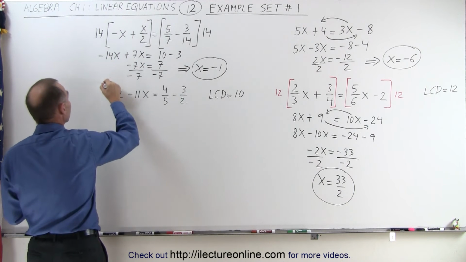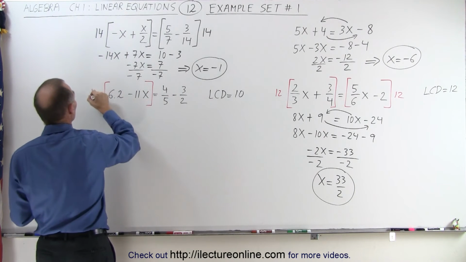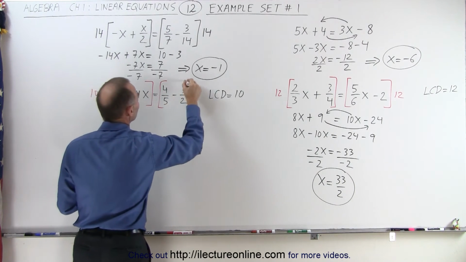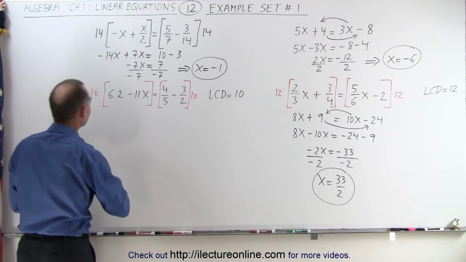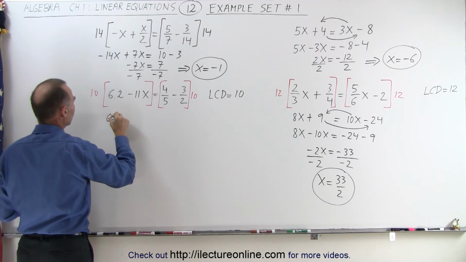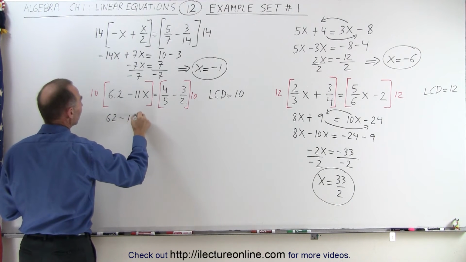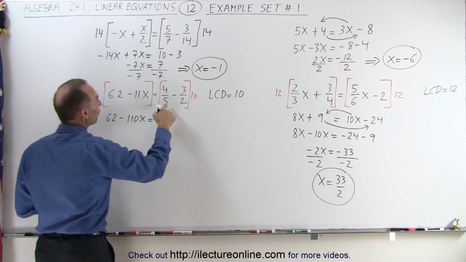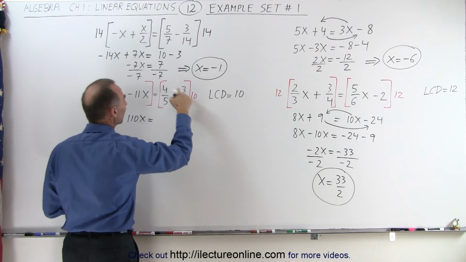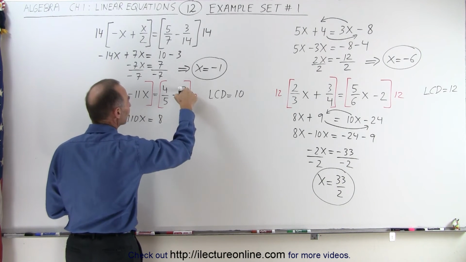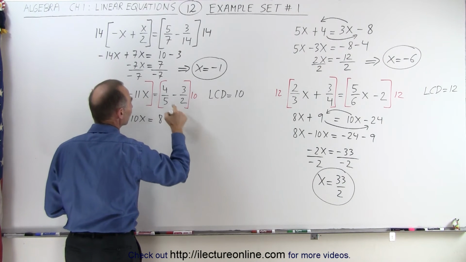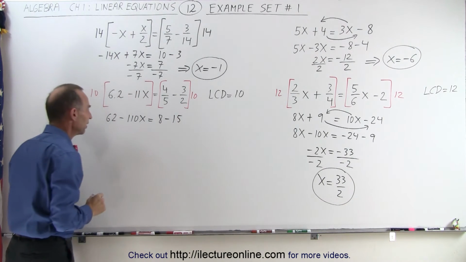I can then multiply the left side by 10, and of course, I must also multiply the right side by 10. When I do that, I get the following. On the left side, I get 62 minus 110x is equal to 5 goes into 10 twice, so 2 times 4 is 8, and 2 goes into 10 5 times, so 5 times 3 is 15, and of course, the negative makes it a negative 15.